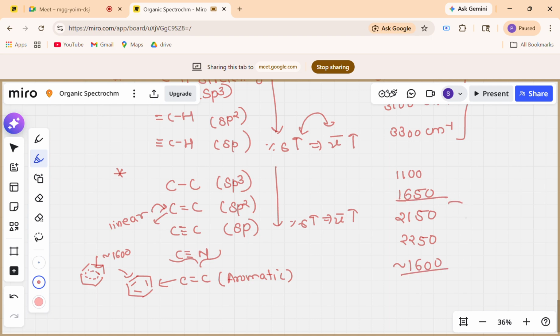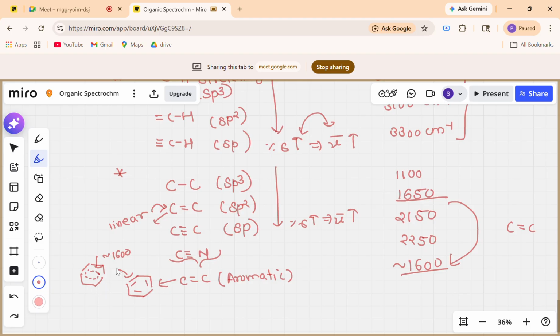So see how minute the details are here. When you're talking about just a linear unsaturated system, the value is basically 1650. But when you are talking about aromatic system, the same bond, C double bond C, there will be a change in value. So they can ask, what is the stretching frequency for the linear unsaturated molecule, draw the structure of ethene and also draw the structure of benzene ring, and tell why there will be the difference in C double bond C stretching frequency.